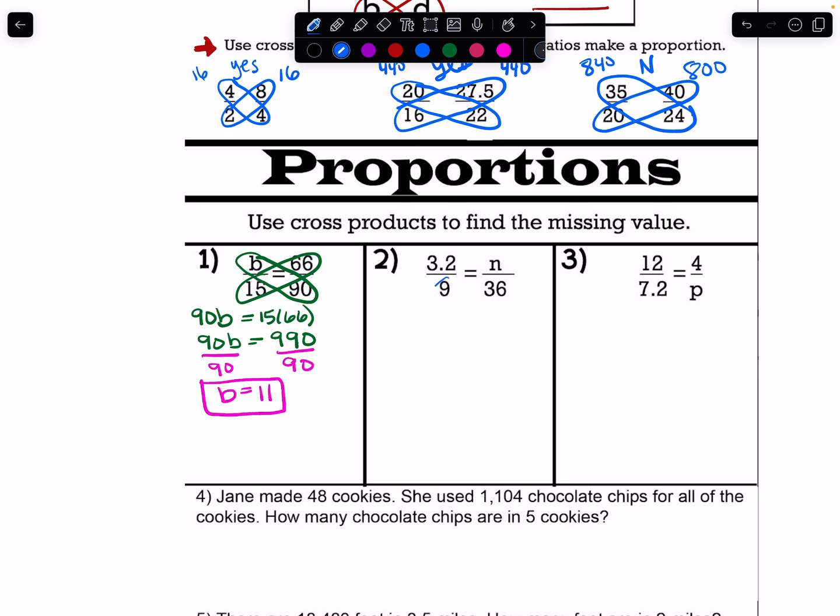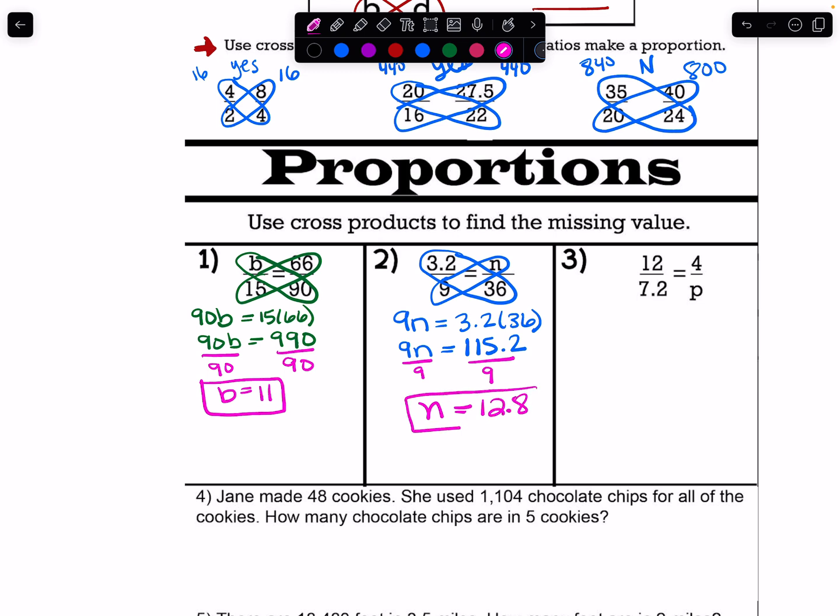Let's try this one in the middle. We're going to do 9 times n and 3.2 times 36. So we have 9n on the left and 3.2 times 36 on the right. And I'm going to use my calculator to do 3.2 times 36. Hang on, 3.2 times 36. I think I have butter fingers today on my calculator. And then we're going to divide both sides by what is being multiplied by n, which is 9. And then 9 divided by 9 is just 1, or 1n, and 115.2 divided by 9 is 12.8, and that would be my answer.